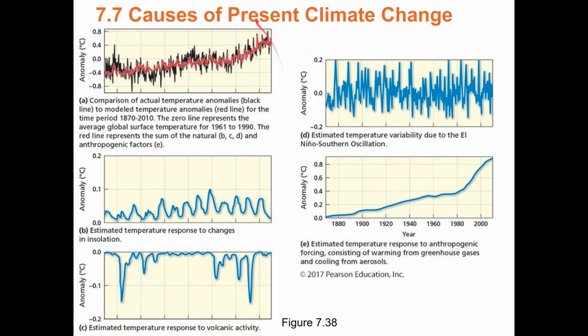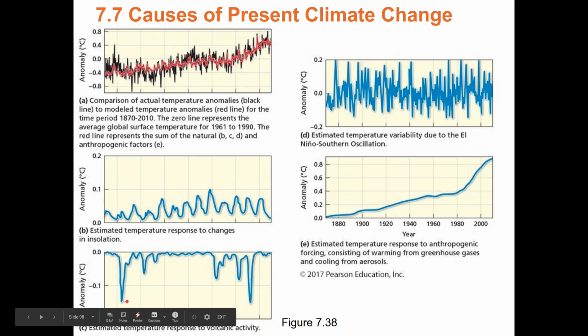Scientists look at everything. So the black is what actually happened, and the red is what the computer models said should have happened. And the computer models are looking at natural and human-made drivers of climate. So changes in energy from the sun go up and down by an amount of 0.1 Celsius degrees, so 1/10 of a degree of warming and cooling from changes in the sun. Volcanoes cause cooling by about 0.15 degrees. El Nino plays a small role, but overall the trend is warming and warming and warming.